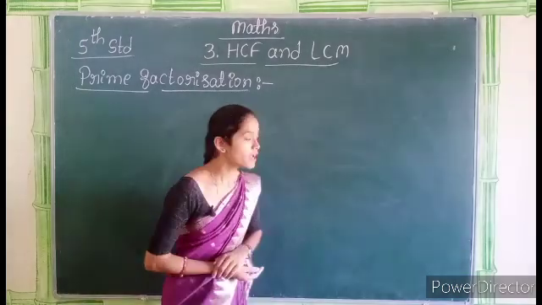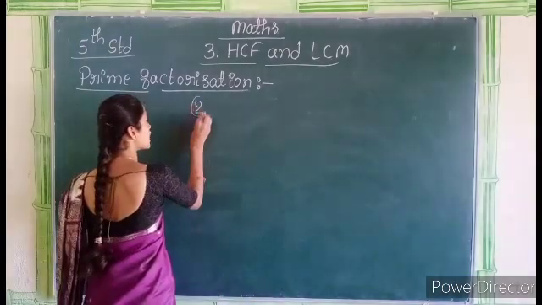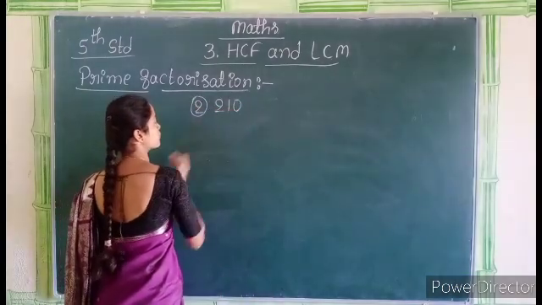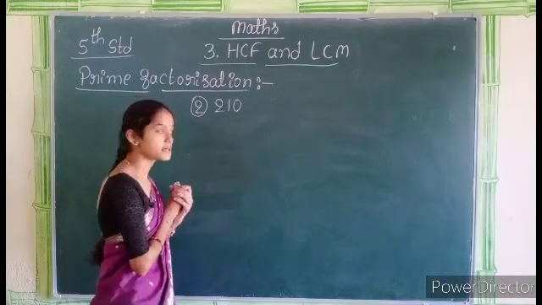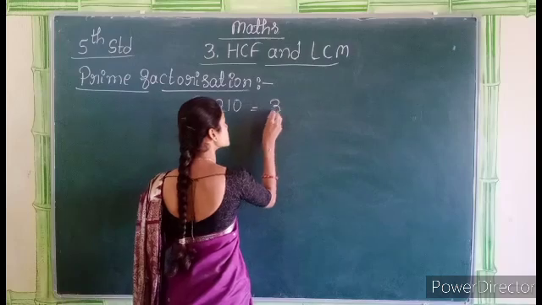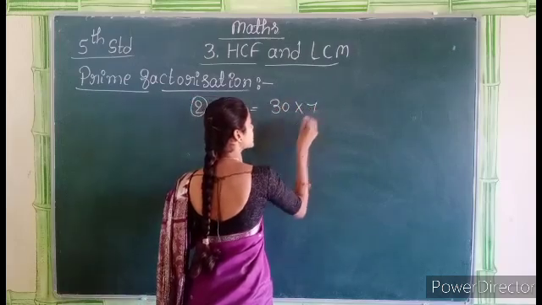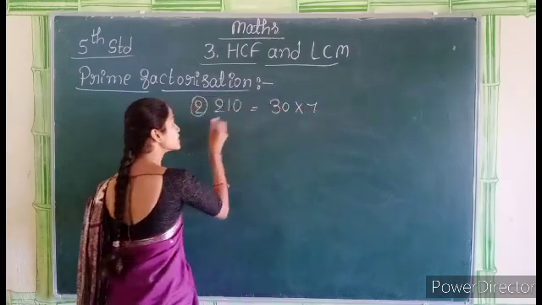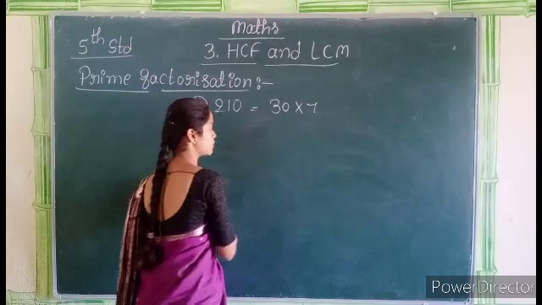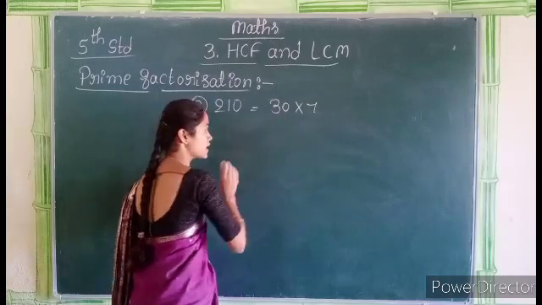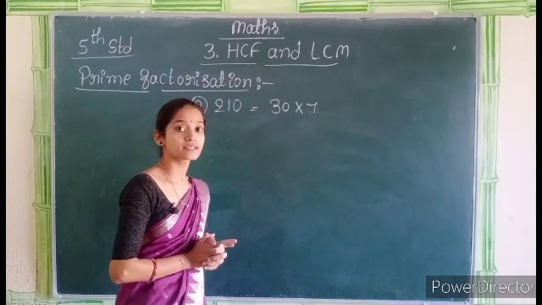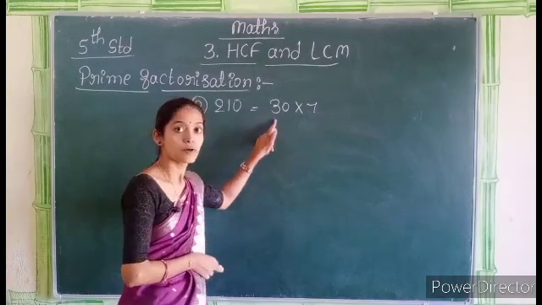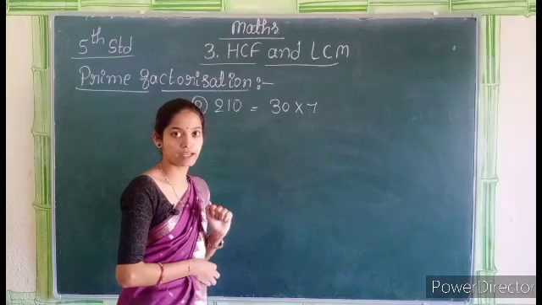Okay. Let us see an example. 210. This 210 can be represented as 30 into 7. Okay, 30 into 7, so that is 210. 7 is a prime number, but this 30 is not a prime number. We have to express this 30 as a product of its prime factors.